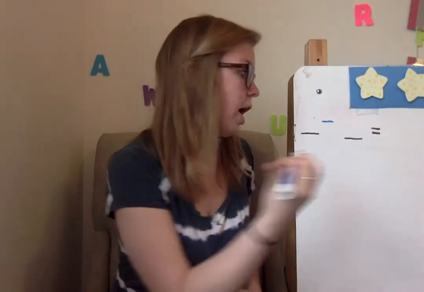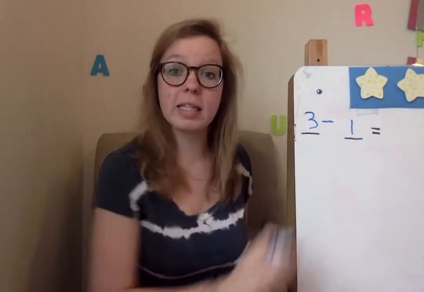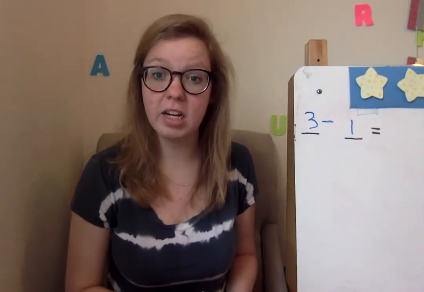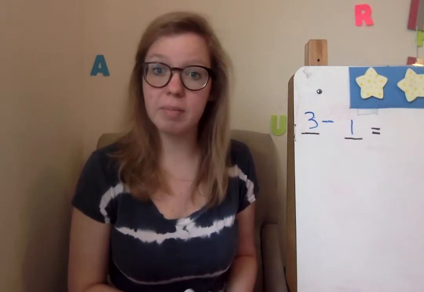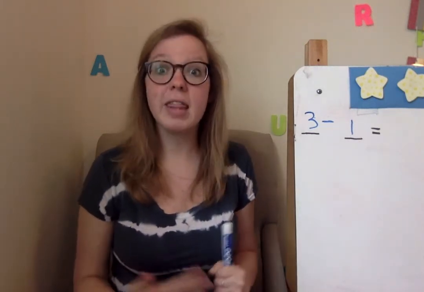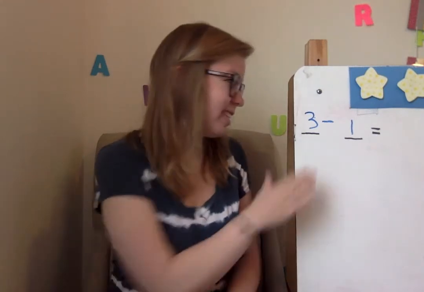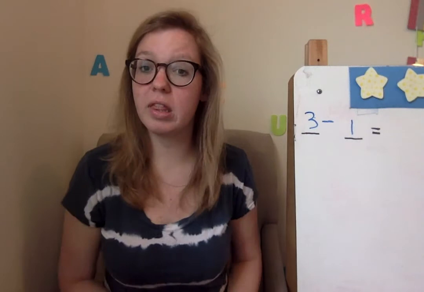Our first problem is just 3 minus 1. In subtraction, the bigger number always comes first. Repeat that after me because it's really important. In subtraction, the bigger number always comes first. Good. So 3 is the bigger number, so we have to start off with 3. I'm going to take out 3 cookies. 1, 2, and 3 cookies.